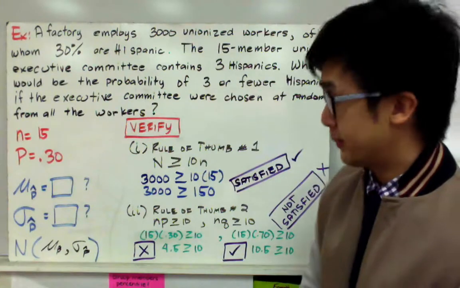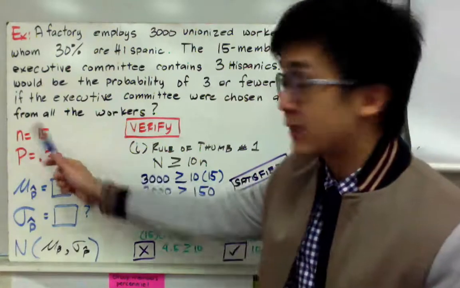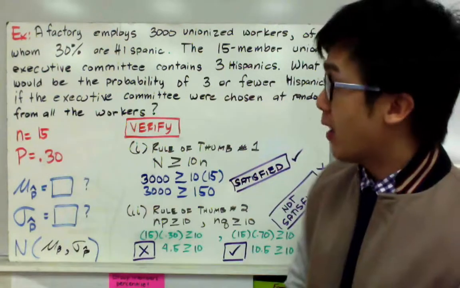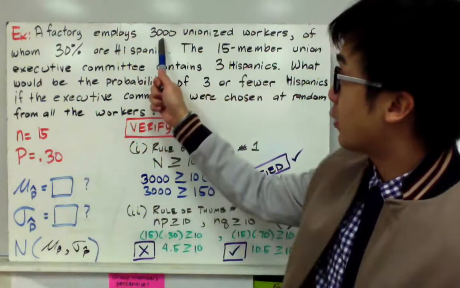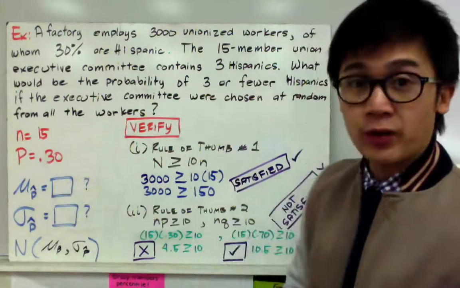Now here, if we're going to organize our givens, n or the sample size here will be 15 from the population of 3,000. And the population proportion is given by 0.30.